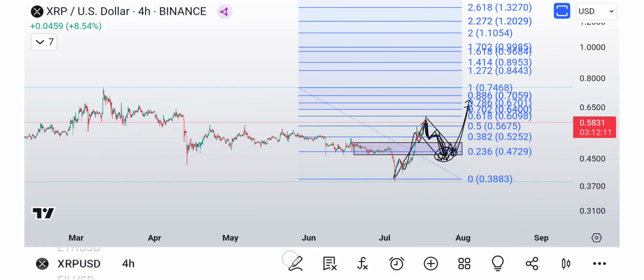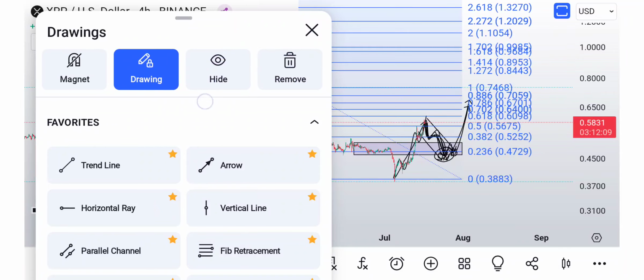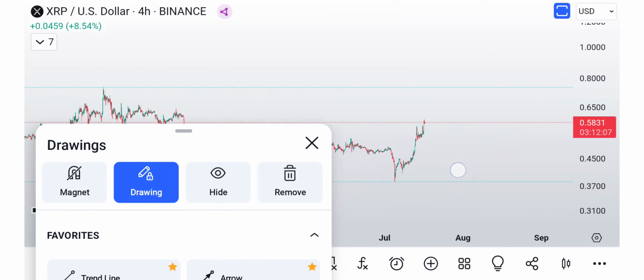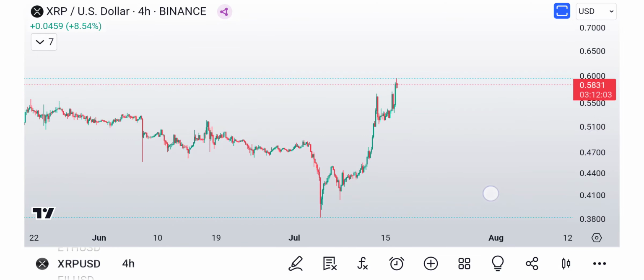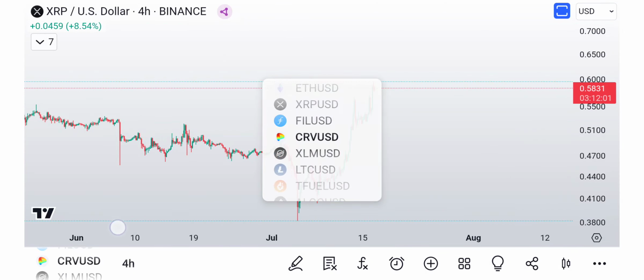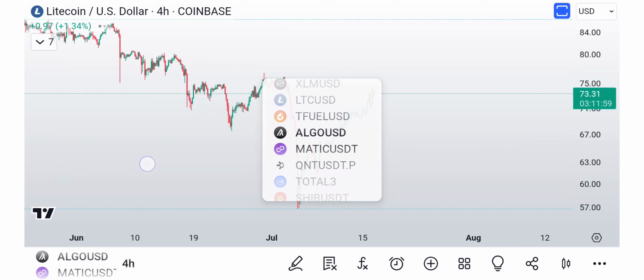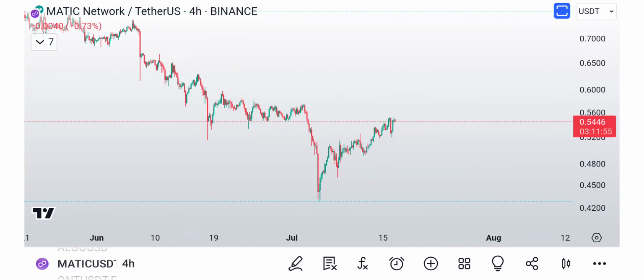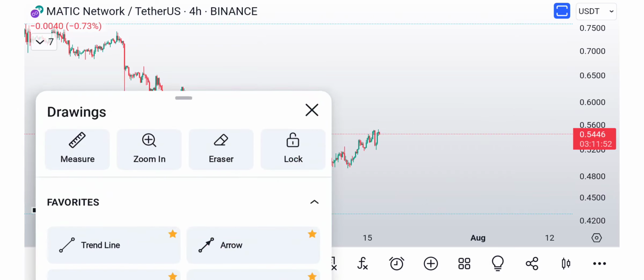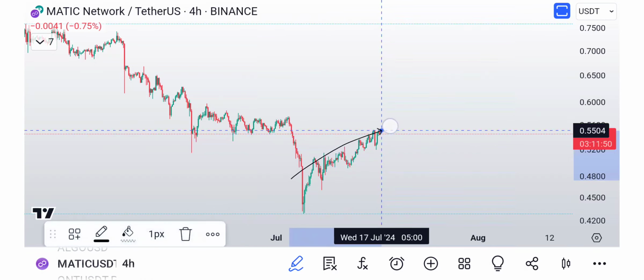We just have to wait and see. But essentially, that is about it here for XRP. Again, we have a 5-wave move. Now, when you compare that to something like, let's see, Matic, Matic looks a lot weaker. We don't have that 5-wave move, right? It looks a little lackluster.